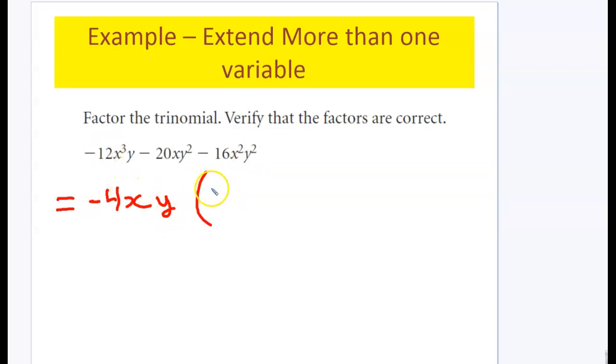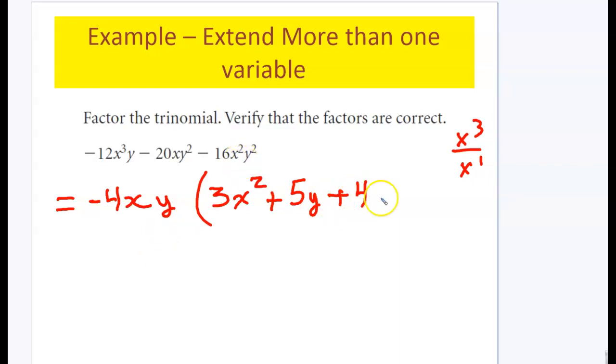So negative 12 divided by negative 4 is going to be 3. X cubed divided by x. Remember, if you're doing x cubed divided by x to the first, you leave the base and subtract the exponents. So 3 minus 1 is 2. So that's going to be x squared, and the y is factored out, so it's gone. In the second term, negative 20 divided by negative 4 is going to be plus 5. I factored the x out, and y squared divided by y is going to be y. Finally, I take a negative 4 out of negative 16. That's going to be 4. And I'm going to be left with 1x and 1y when I factor out an xy out of x squared and y squared.